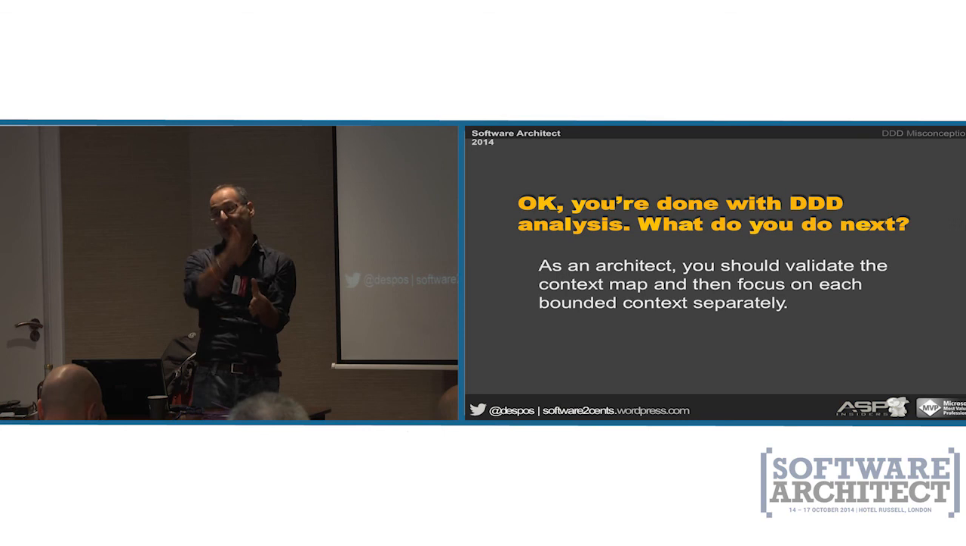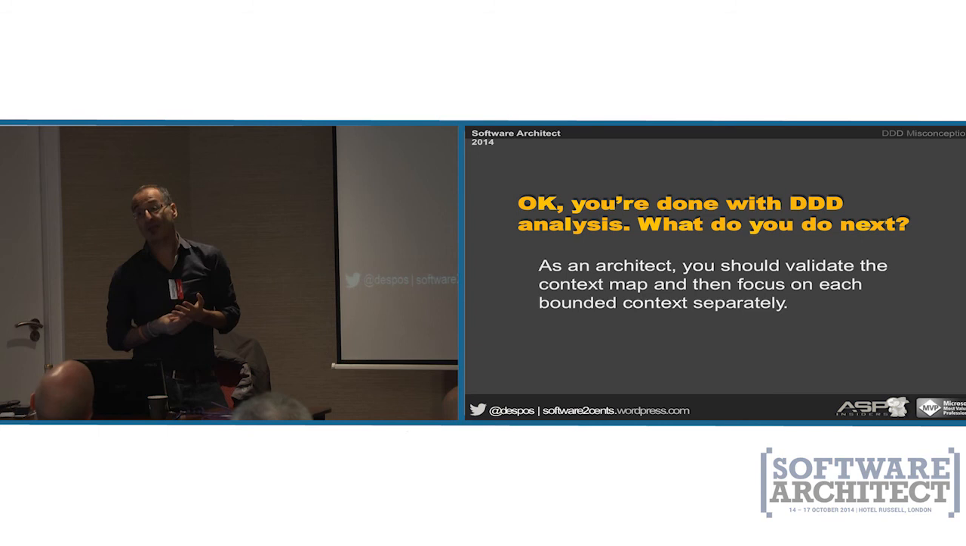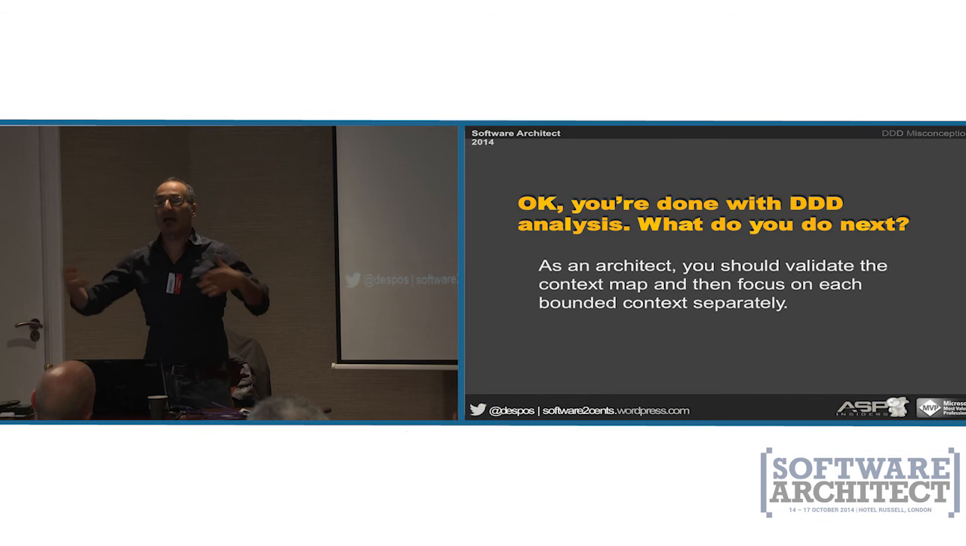So, CQRS is a way to simplify modeling by splitting the command stack and the read stack. And this is an emerging pattern that is progressively pushing to the corner the classic domain model supporting architecture, that has to do with domain model, with private setters, factories, repositories, blah, blah, blah.